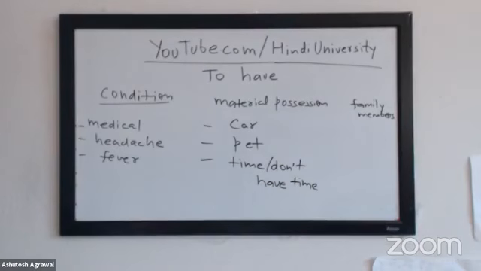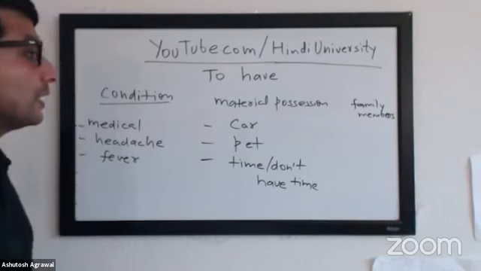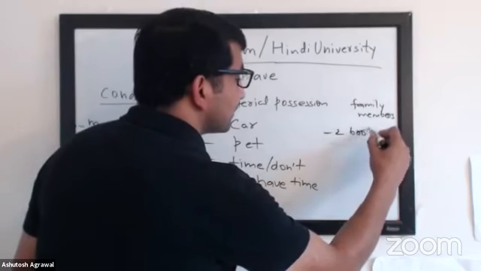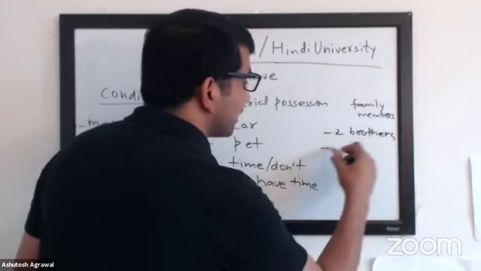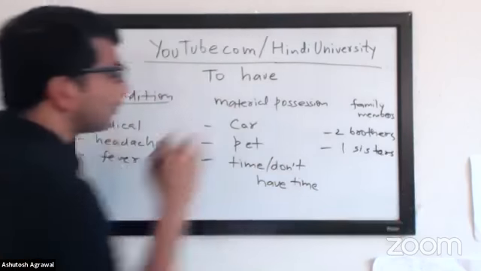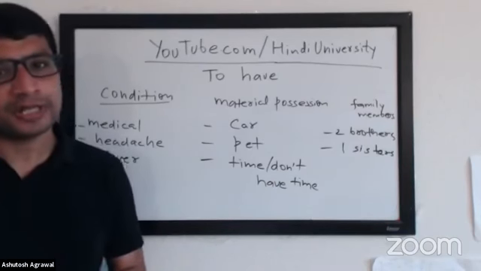The third one is when you're talking about your family members, introducing any other person, and then talking about yourself, and you can say, "I have two brothers," or "I have one sister." In English, again, you're using "have" in all of them. But in Hindi, there are three different postpositions that can be used.